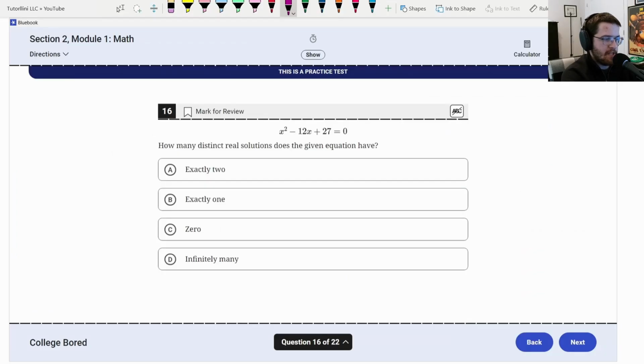Okay, question 16. I'm going to highly encourage you guys, I'm just going to assume you've watched this already: I have a short on discriminant. I think it's my most viewed one. If you go to my shorts tab and sort by popular, it's like the very first result. So to figure out how many solutions a quadratic in standard form has, we're going to use the discriminant, b squared minus 4ac.